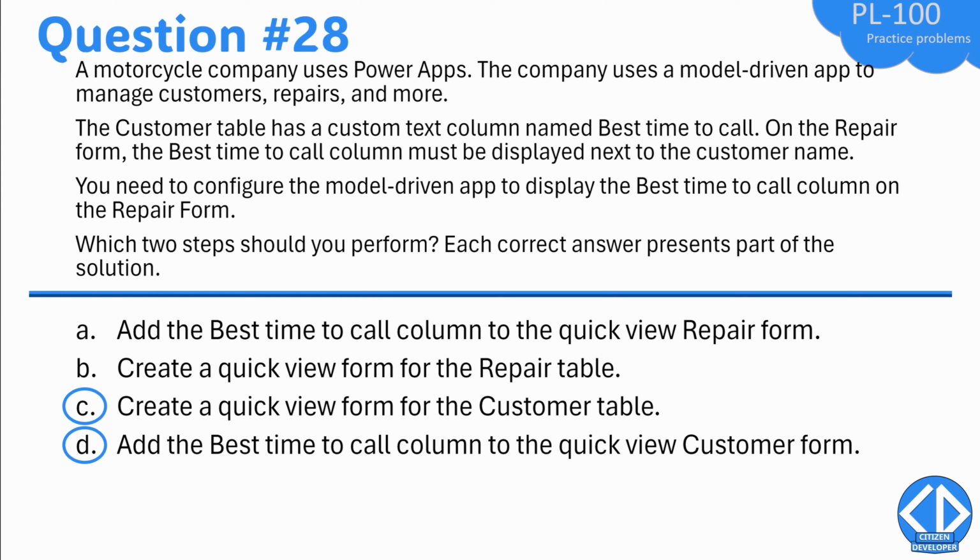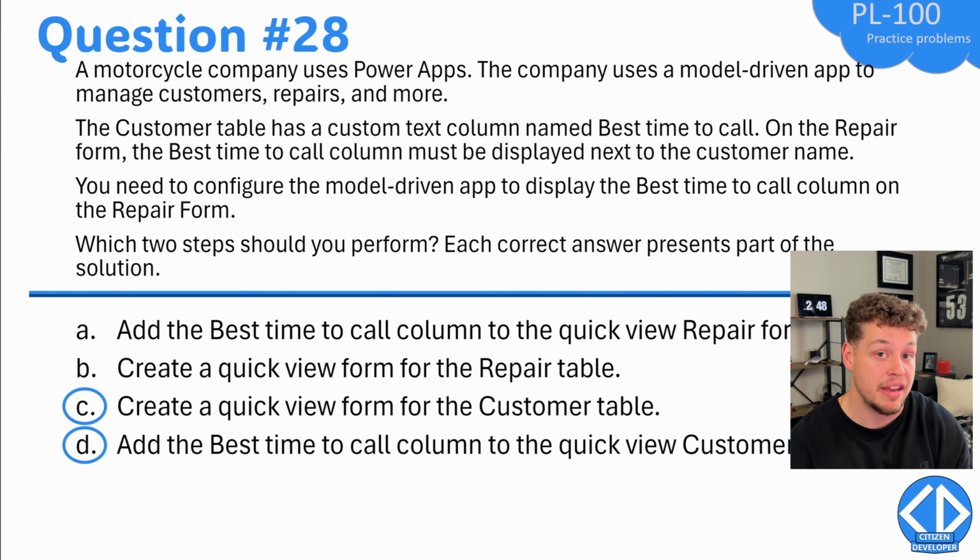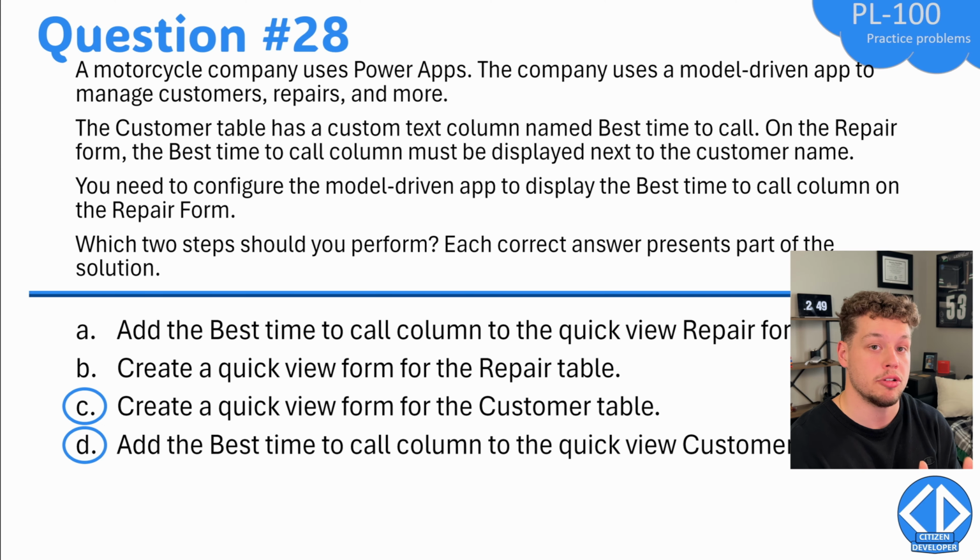You can then add the customer quick view form onto the repair main form, which is going to achieve what we want here. You can't do A because the best time to call column is not on the repair form, it's on the customer form, so that automatically crosses off A. I hope this is beginning to make sense, but just to explain again, a quick view form is going to allow you to view information on a related record without having to actually navigate to that record. And so that is what we're going to utilize here, and that can be done here in C and D.